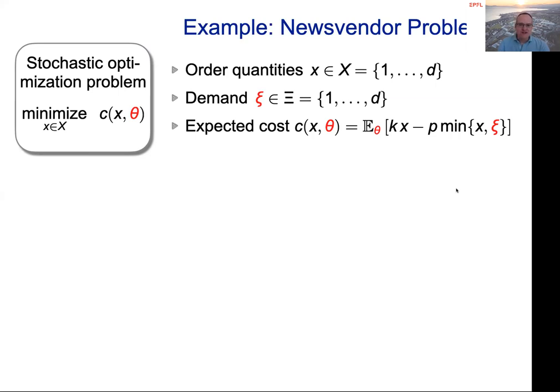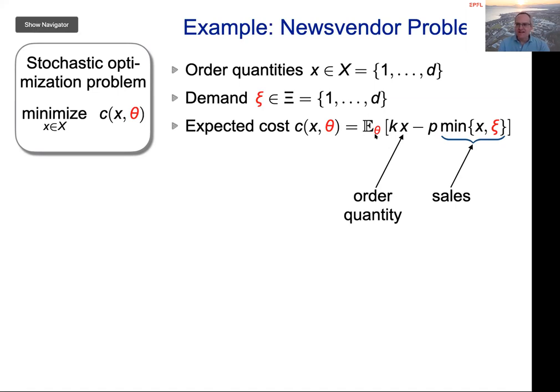The expected cost is then given by the formula that I show here on the slide, where k represents the wholesale price, which needs to be paid to the publisher, and p represents the retail price that the customers have to pay, and it is supposed to be bigger than the wholesale price. The ordering costs are obtained by multiplying the order quantity x with the wholesale price. From that, we subtract the profit from sales, which is obtained by multiplying the sales quantity with the retail price. Here, the expectation is evaluated with respect to the distribution of the uncertain demand.